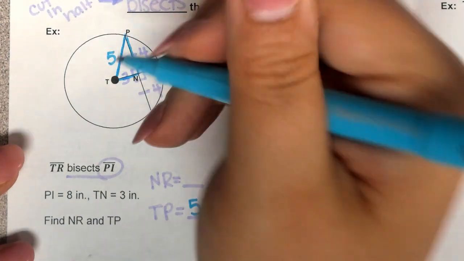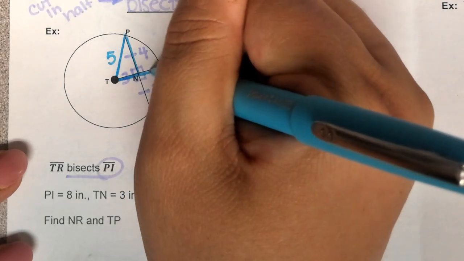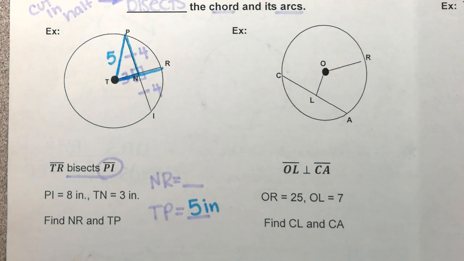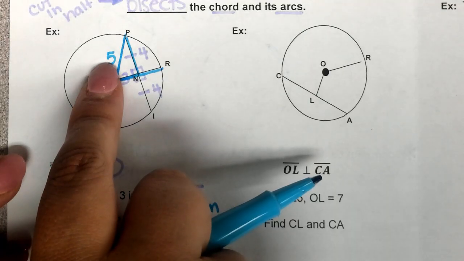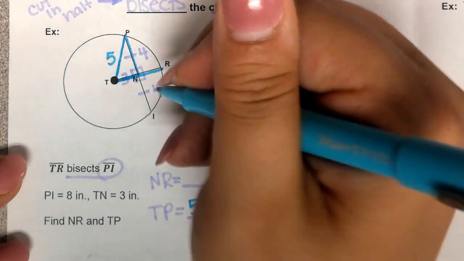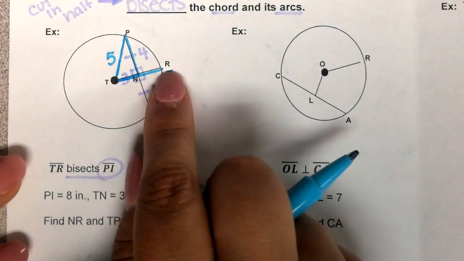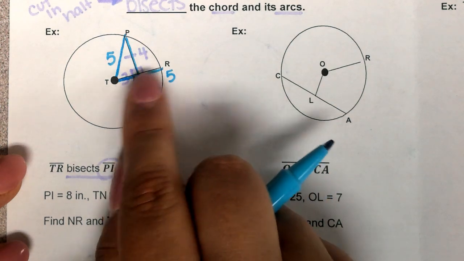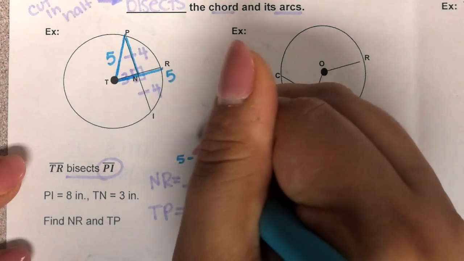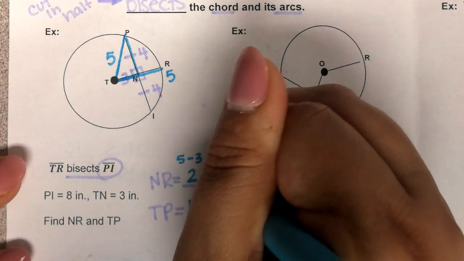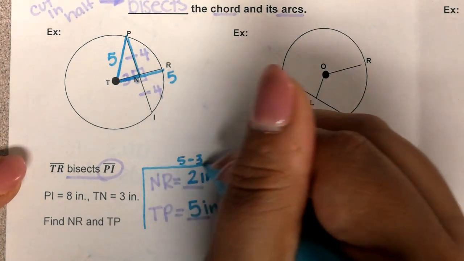It is connected to the center, which means it is a radius. What else is a radius? Do y'all agree TP is a radius? So what's my radius? 5. So if TR is 5 and I know TN is 3, what's NR? 5 minus 3 is 2. That is my answer.